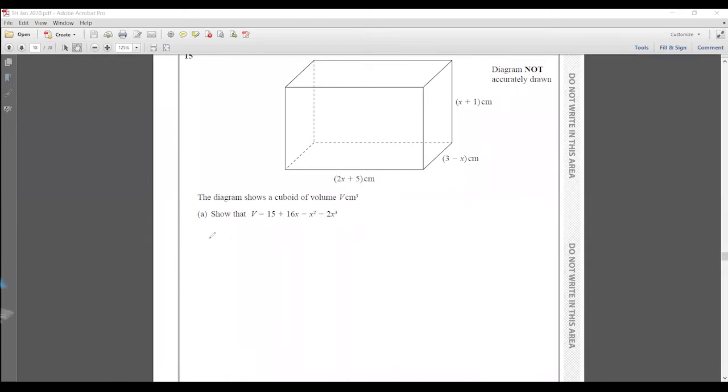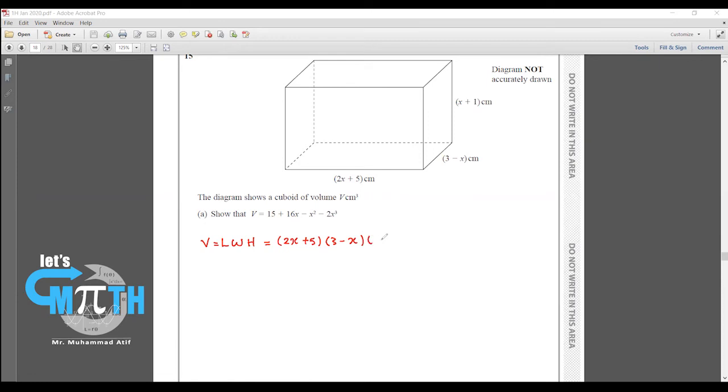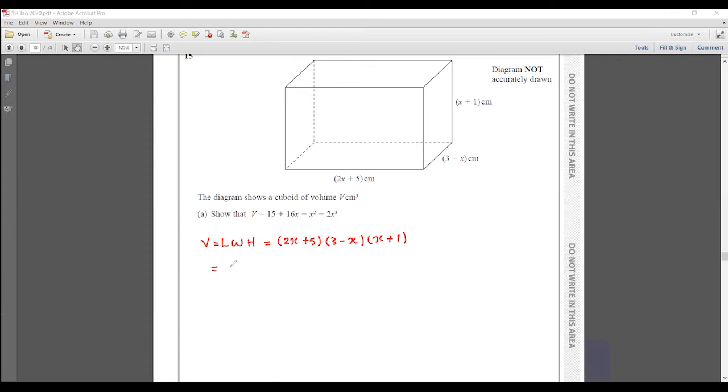Actually, volume is equal to length times width times height. That is going to be 2x plus 5 multiplied by 3 minus x multiplied by x plus 1. It doesn't matter if you expand any pair of the brackets, order does not matter. We can expand the first two pairs of brackets at the beginning, so we'll leave x plus 1 and find the expansion of the first two pairs.